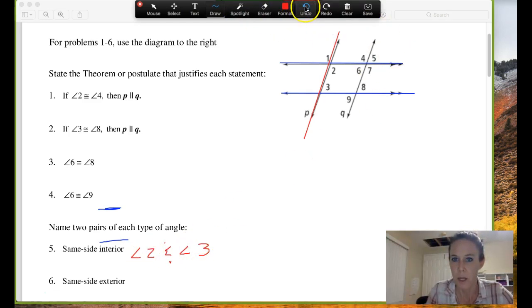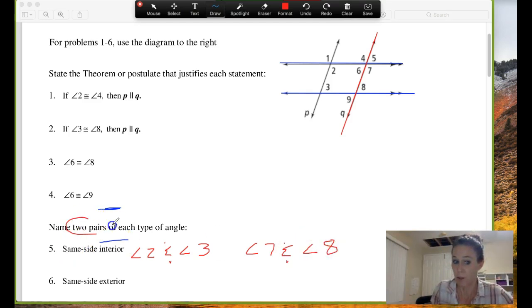Also, if this was the transversal, on the same side of the line, 7 and 8 are on the same side of this line, and they're on the interior. So I'm going to say angle 7 and angle 8. There's two pairs.